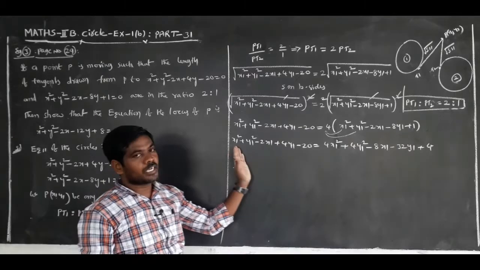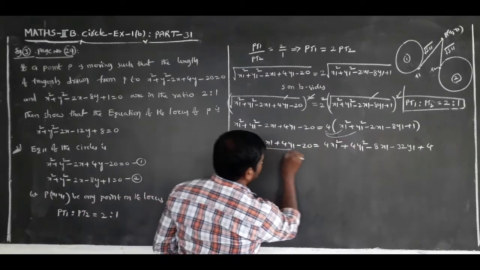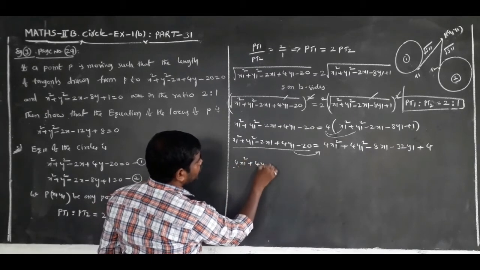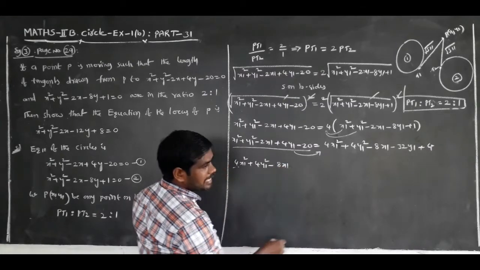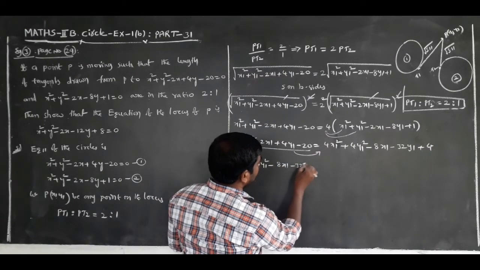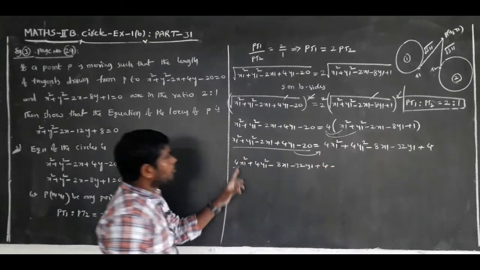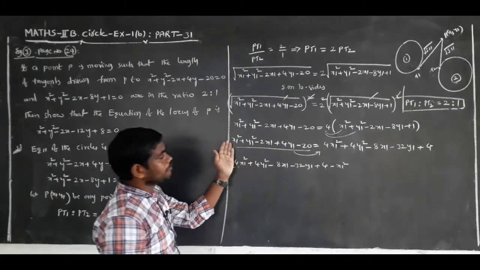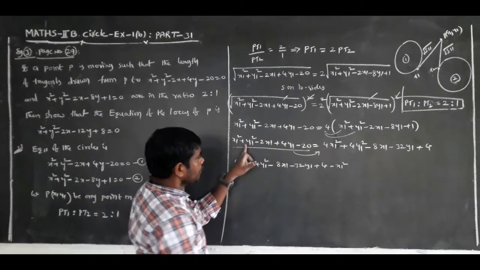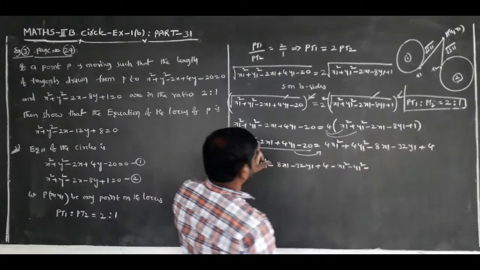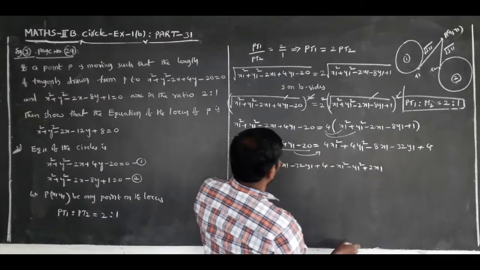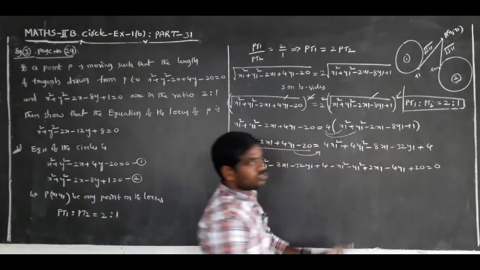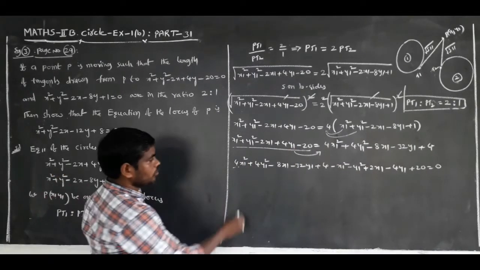This total value, taking right side: 4x1 square plus 4y1 square minus 8x1 minus 32y1 plus 4, positive negative negative positive, minus x1 square. Taking plus x1 square to the right side, minus x1 square plus y1 square minus y1 square minus 2x1 plus 2x1 plus 4y1 minus 4y1 minus 20 plus 20 is equal to 0.